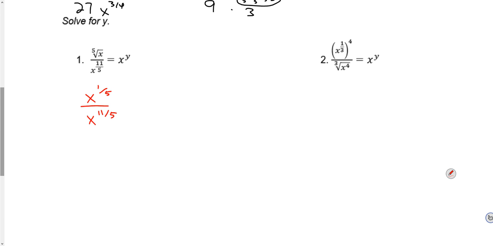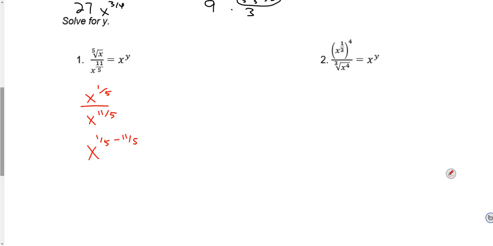Okay, so isn't it also true that when you have two bases that match, you can just subtract the exponents? You guys remember that rule? It was on the last test, and it's behind me. It's this one right here. If I have them in a fraction, I can just write them as x and then subtract the two exponents. So I can go like this: x to the 1/5 minus 11/5.